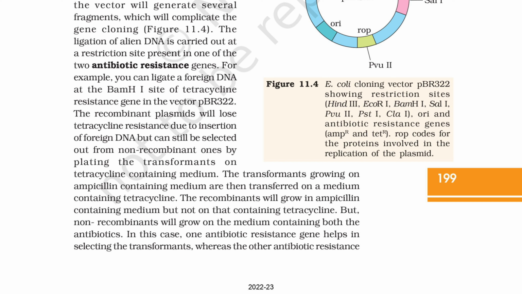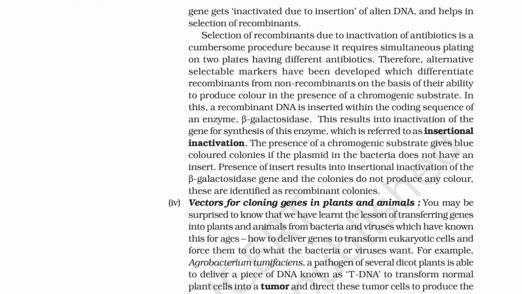In this case, one antibiotic resistance gene helps in selecting the transformants, whereas the other antibiotic resistance gene gets inactivated due to insertion of alien DNA and helps in selection of recombinants. Selection of recombinants due to inactivation of antibiotics is a cumbersome procedure because it requires simultaneous plating on two plates having different antibiotics.